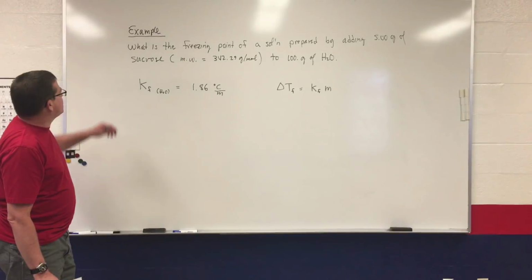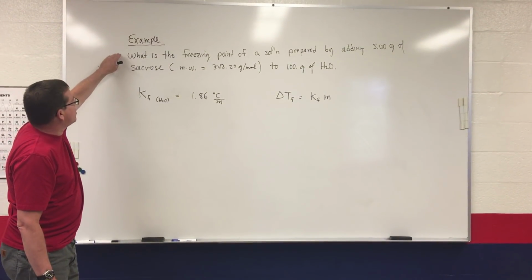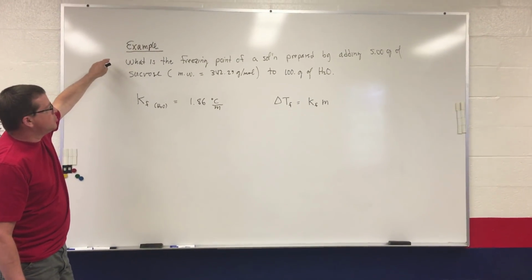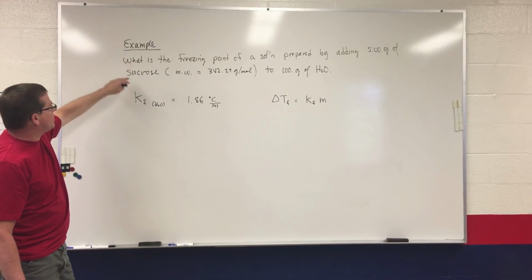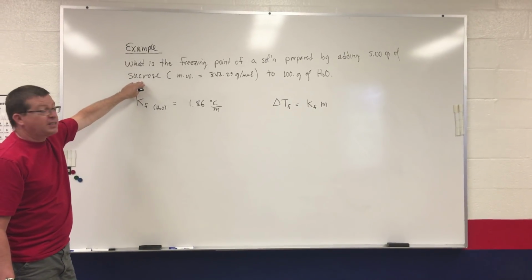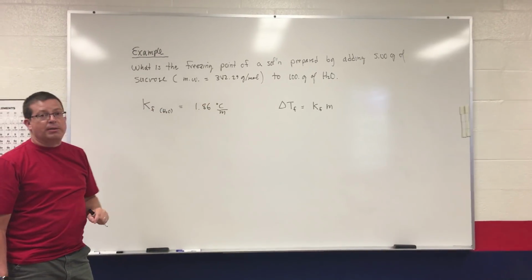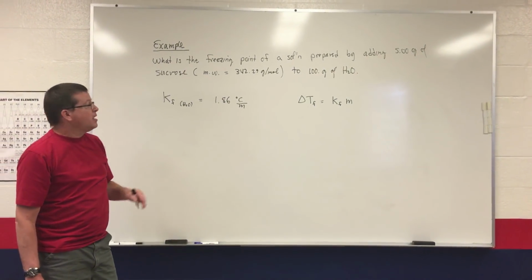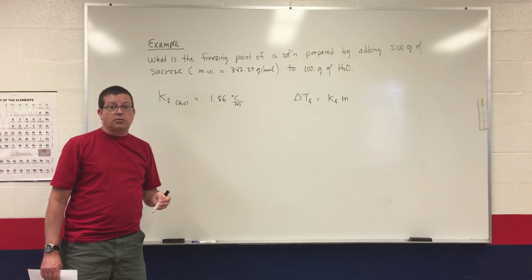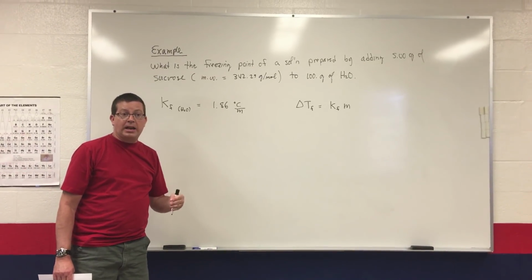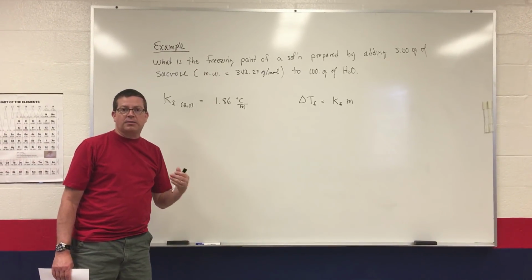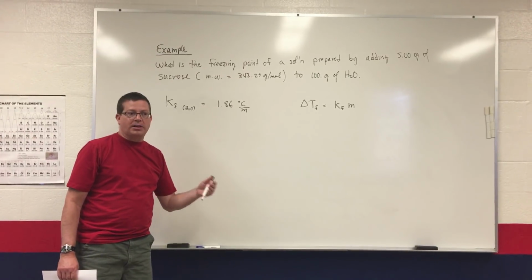So what we've got here is a situation where we want to know what the freezing point of a solution prepared by adding 5 grams of sucrose, which is table sugar, and I give you the molar mass of it here, to 100 grams of water would be. Okay? So since I'm adding a non-volatile solute to a solvent, I would expect the freezing point to be depressed.